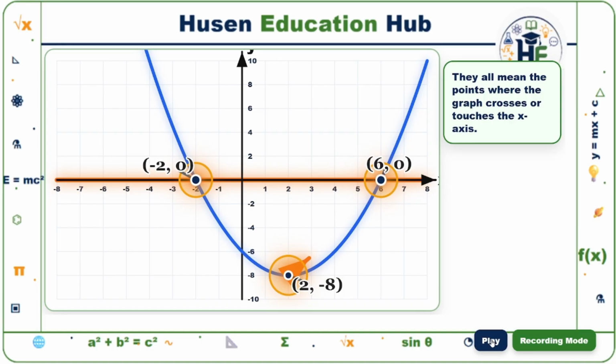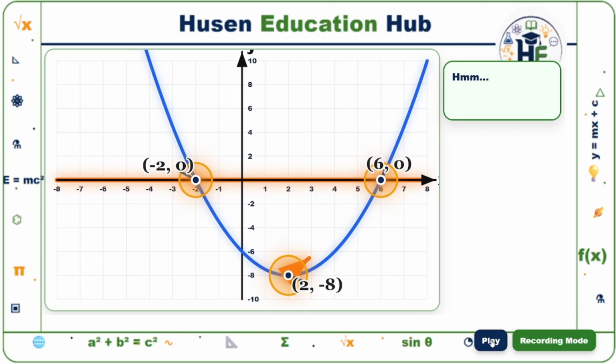Can we recall the other names for x-intercepts? Yes. They are called roots. They are also called zeros.